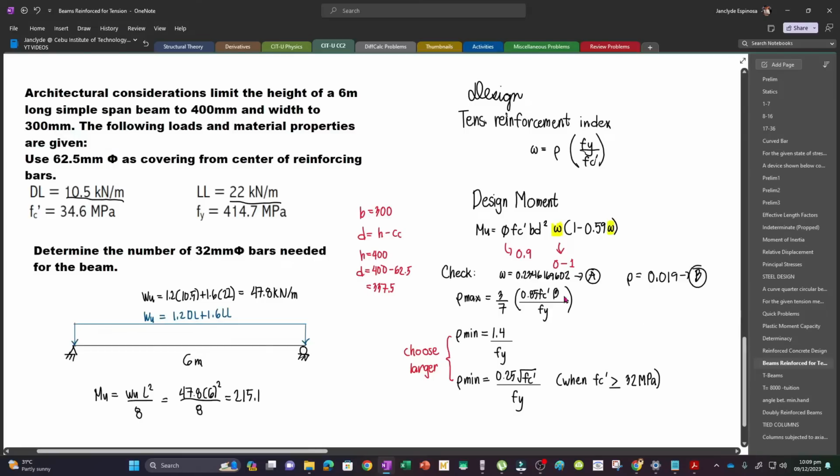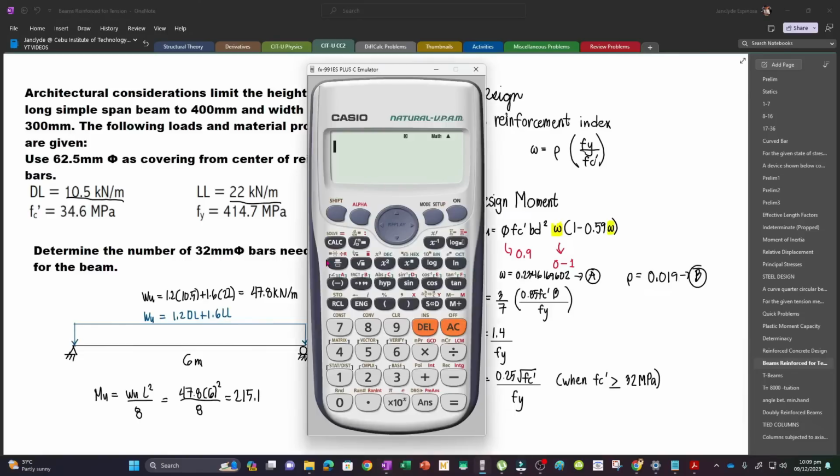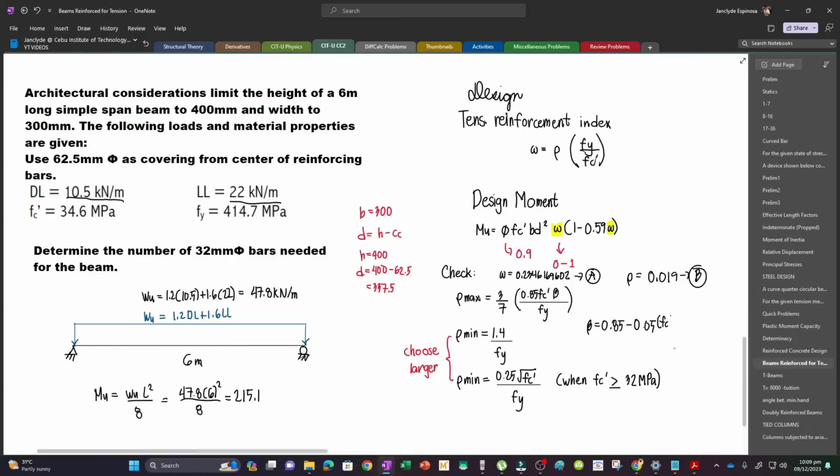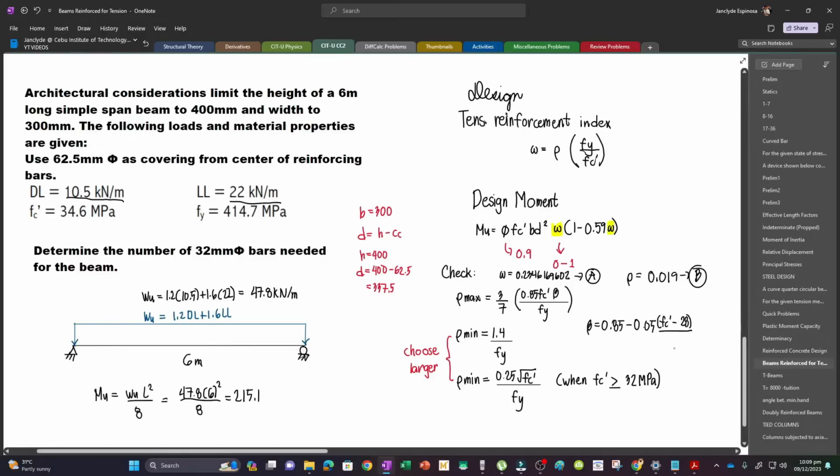So let's check what our rho max is. It becomes 3 over 7 times 0.85 times Fc prime times beta. Our beta here is no longer 0.85 because Fc prime is 34.6, which is greater than 28. So our beta is equal to 0.85 minus 0.05 times (Fc prime minus 28) divided by 7.